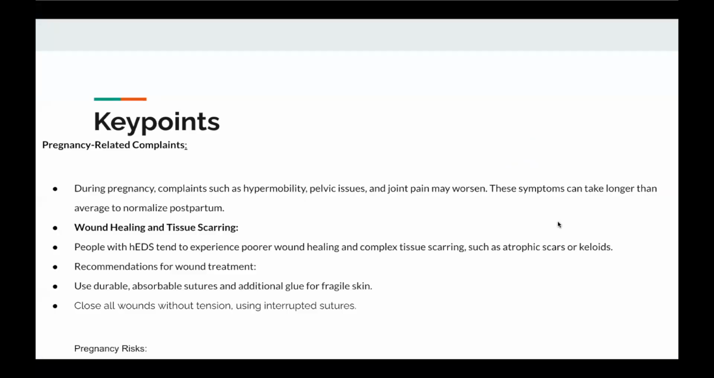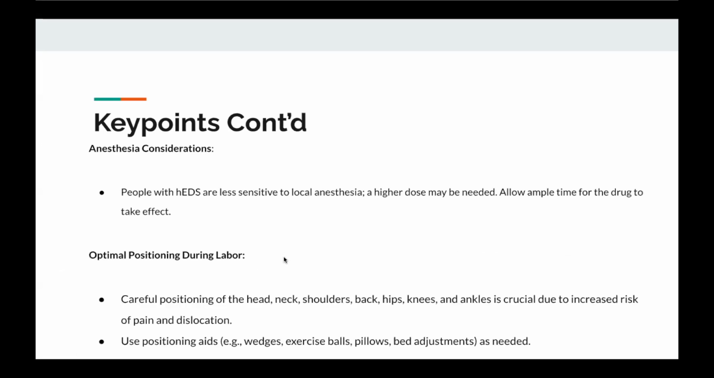Takeaways from these guidelines: during pregnancy, complaints such as hypermobility, pelvic issues, and joint pain may worsen. These symptoms can take longer than average to normalize postpartum. Wound healing and tissue scarring. People with HEDS tend to experience poorer wound healing and complex tissue scarring, such as atrophic scars or keloids. There's just some recommendations there.